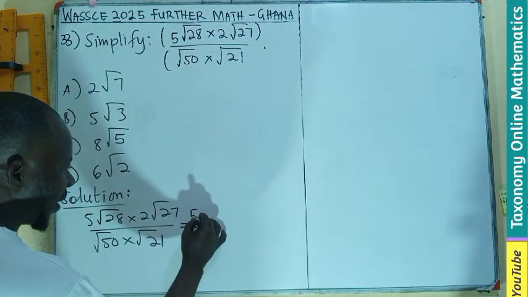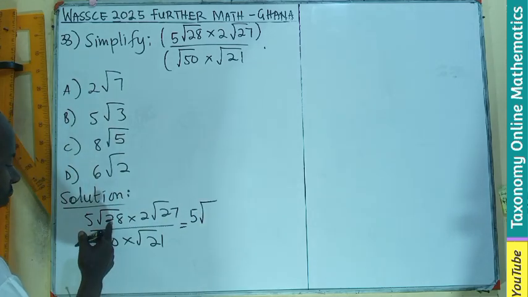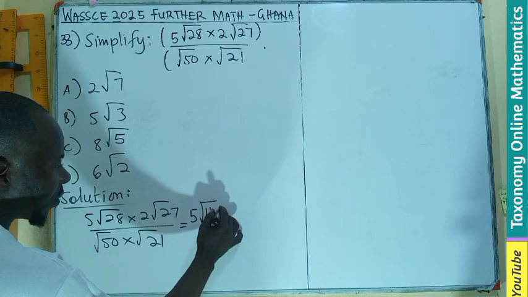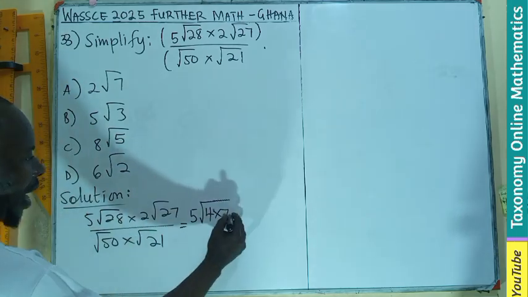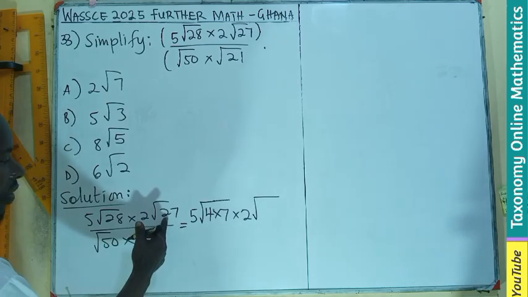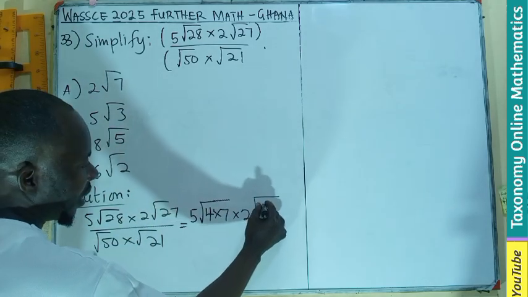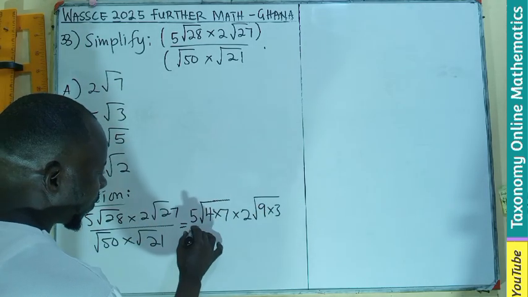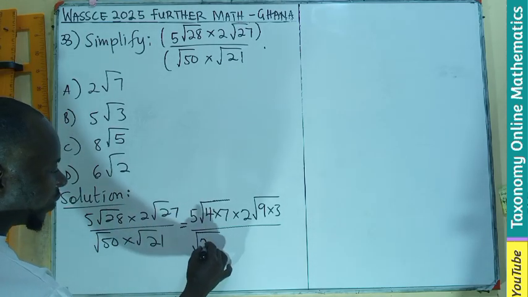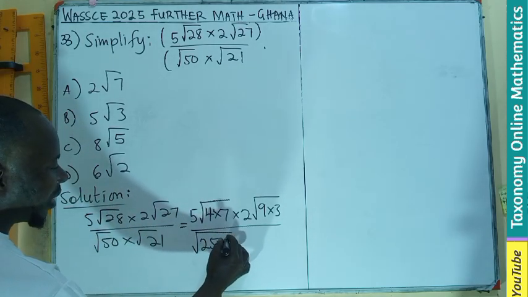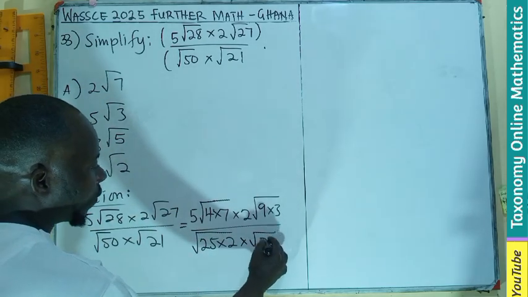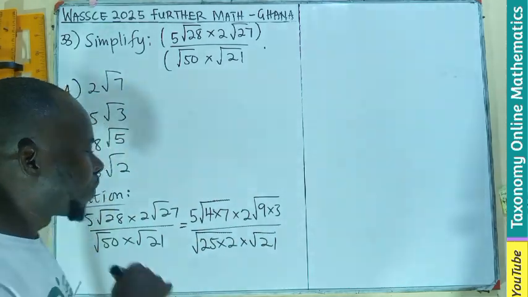5 can be maintained. The root of 28 is the root of 4 times 7. Then the two will be outside. The root of 27 is going to be the root of 9 times 3, divided by root 50, which is the root of 25 as a perfect factor times 2, so root 25 times root 2. Then the root of 21 cannot be simplified.